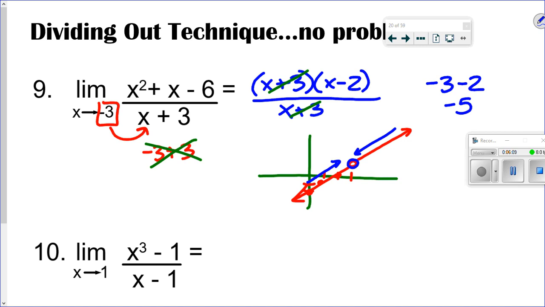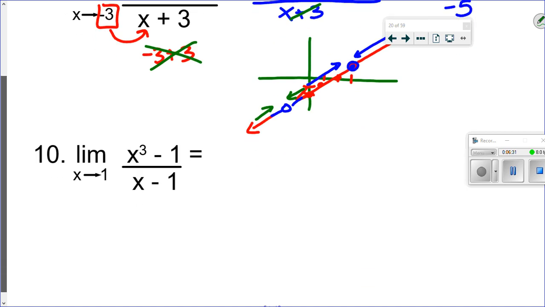Oh, silly me. Hold on a second. I was looking at positive 3. If we were to look at negative 3, that would be our open hole. And that does look like it would have a y value at negative 5. All right. So if we look at the next one, number 10.